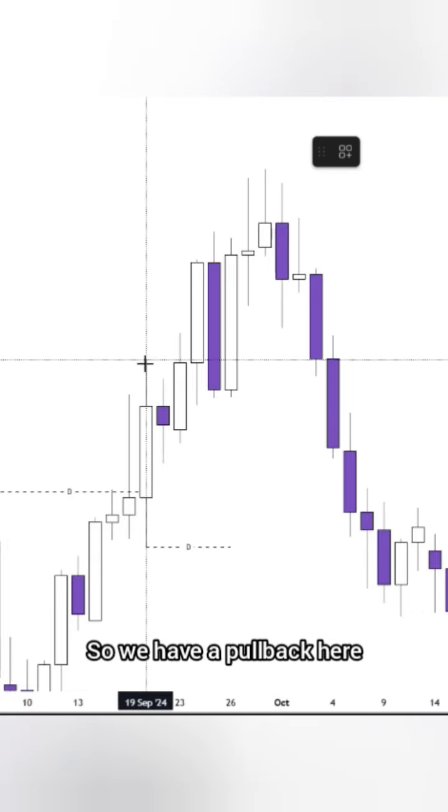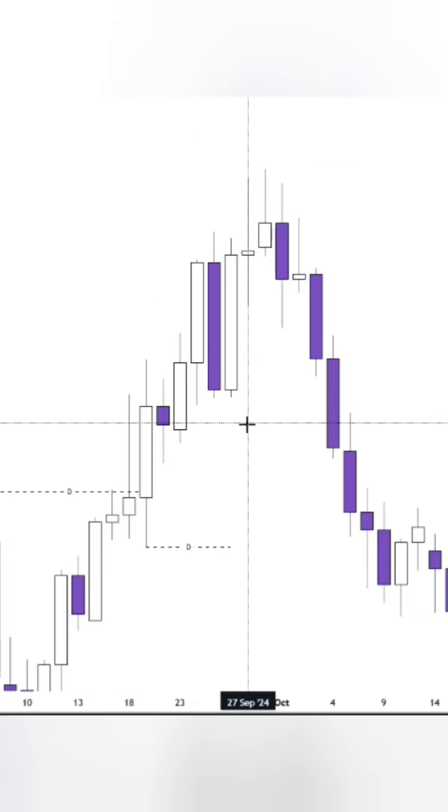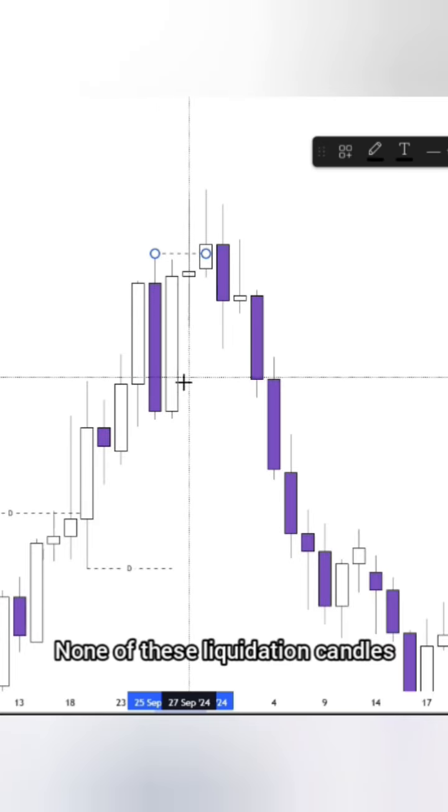So we have a pullback here, but there's no money candle, so we're not bothered about that one. We can delete that. And then same again, we have another pullback there and then a close, but none of these are liquidation candles.